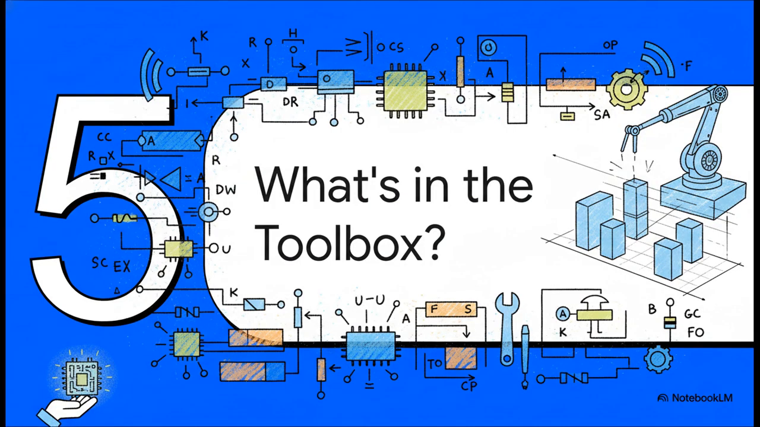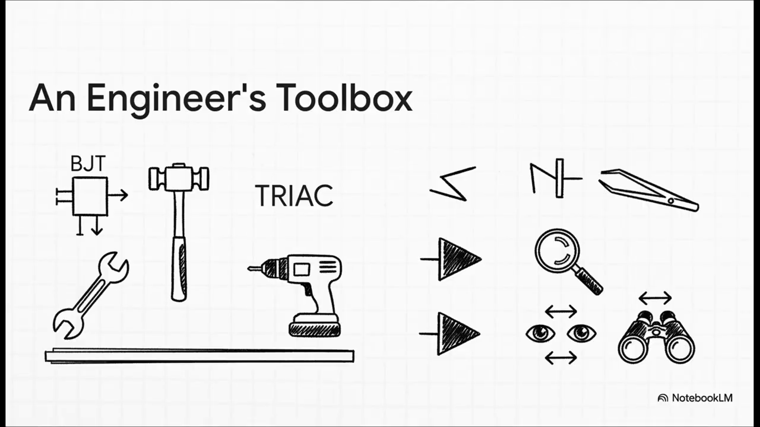So, let's step back and put this all together. We've just explored a surprisingly versatile toolkit that gives engineers the power to build, well, pretty much anything you can imagine. Each of these components solves a very specific problem, right? The BJT is like your all-purpose adjustable wrench. The triac is the heavy-duty power controller. The specialist diodes are like a set of precision tweezers for really delicate work. And of course, the photo components are the circuit's eyes, letting it finally see the world around it.